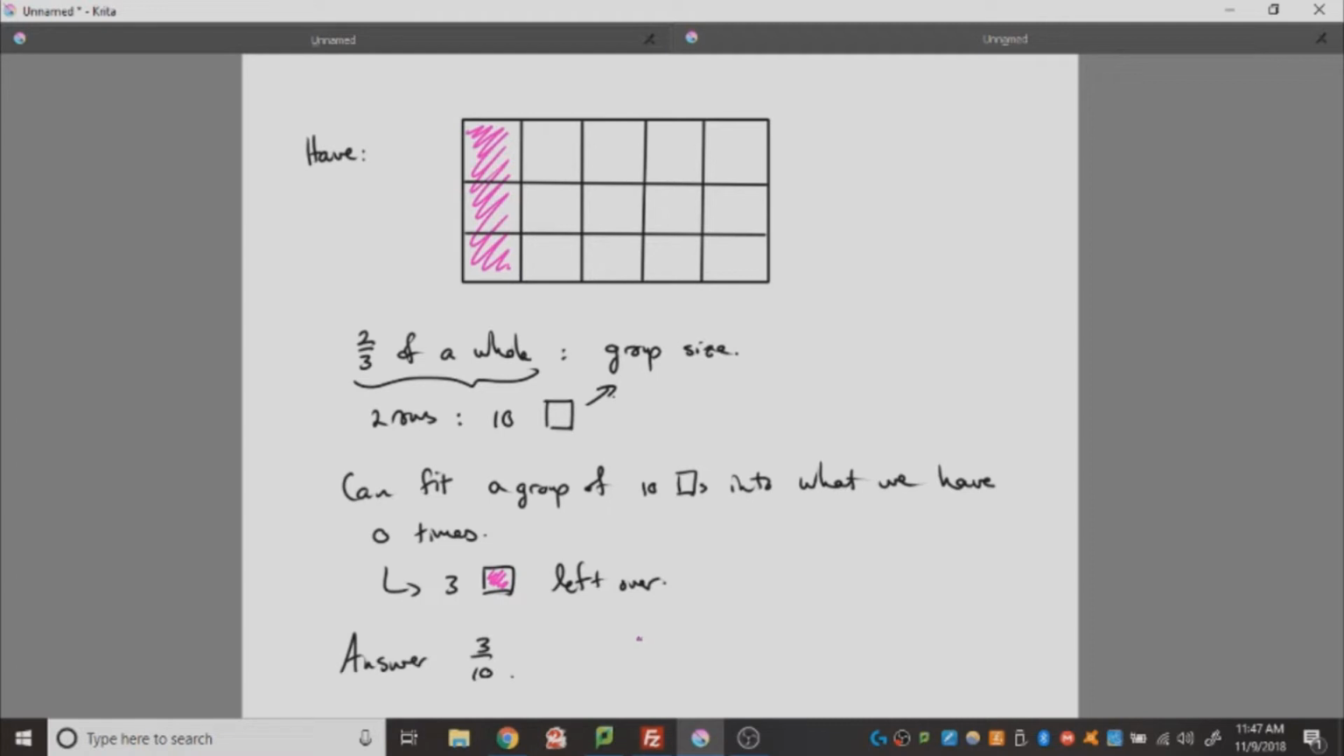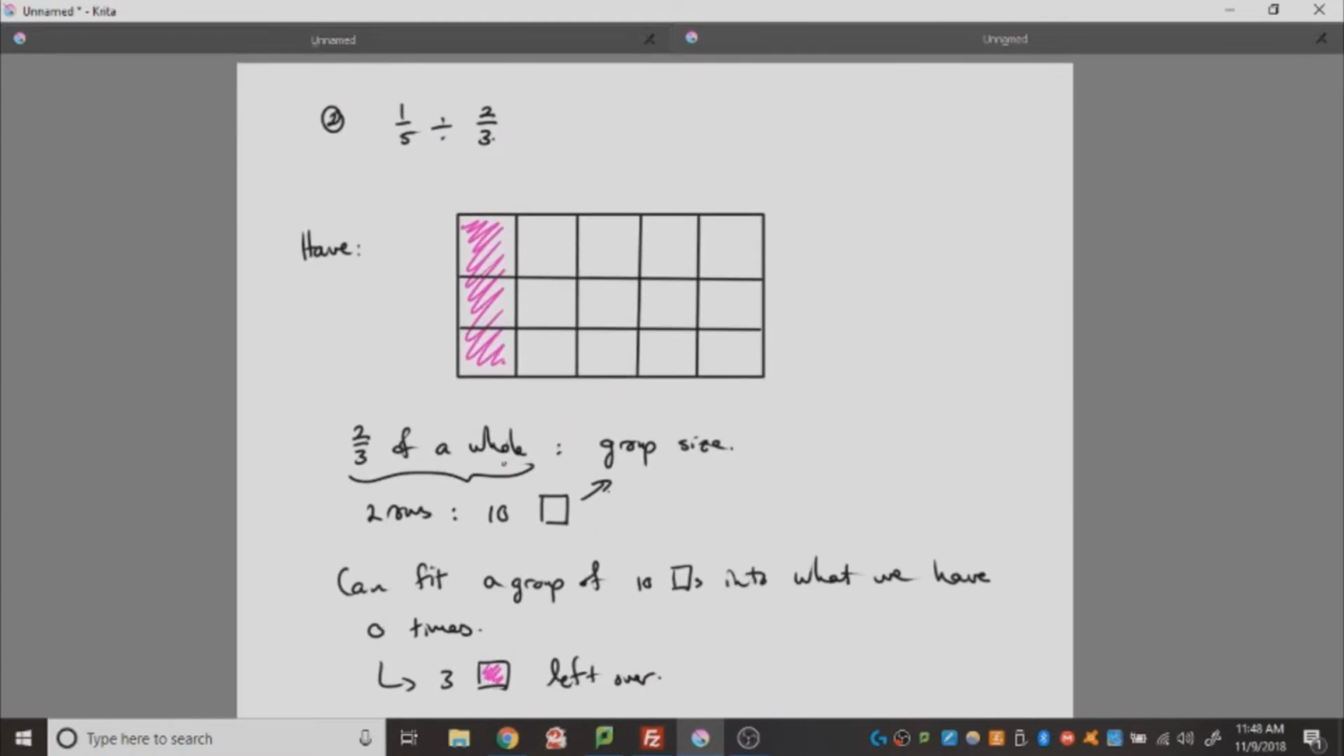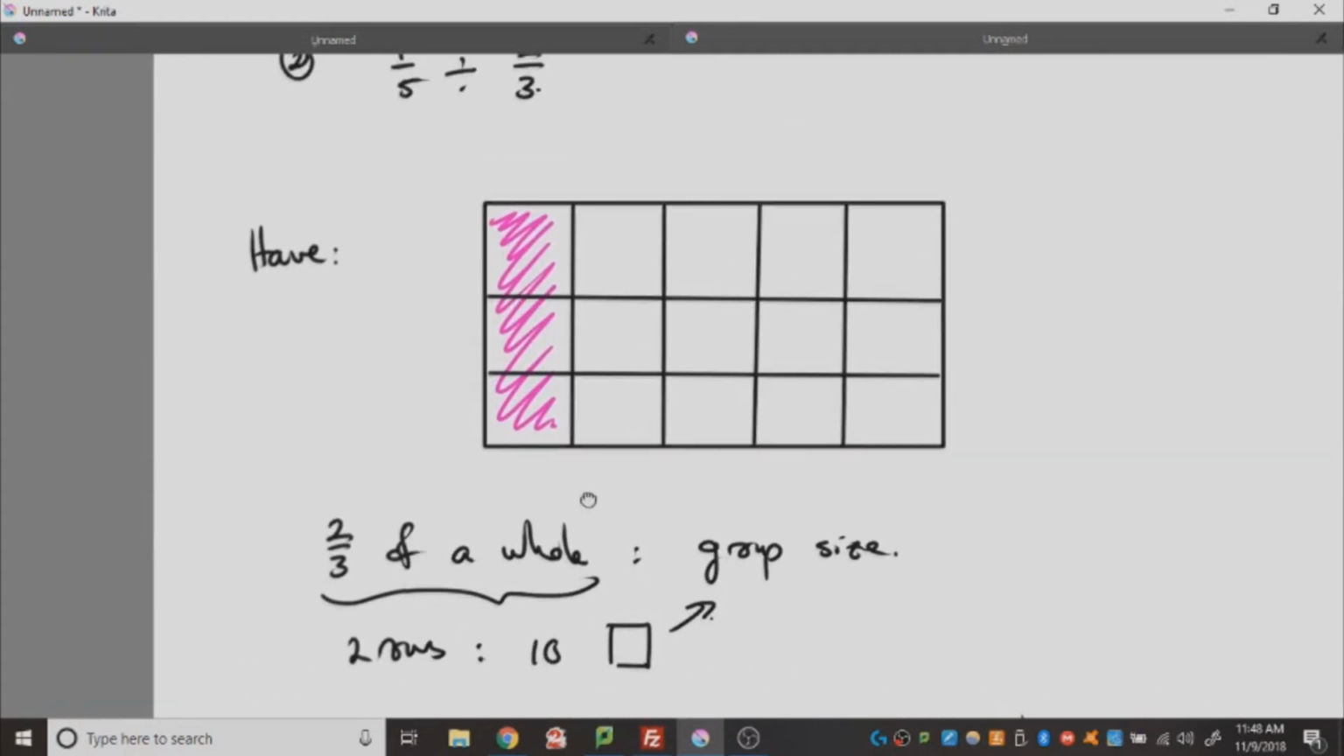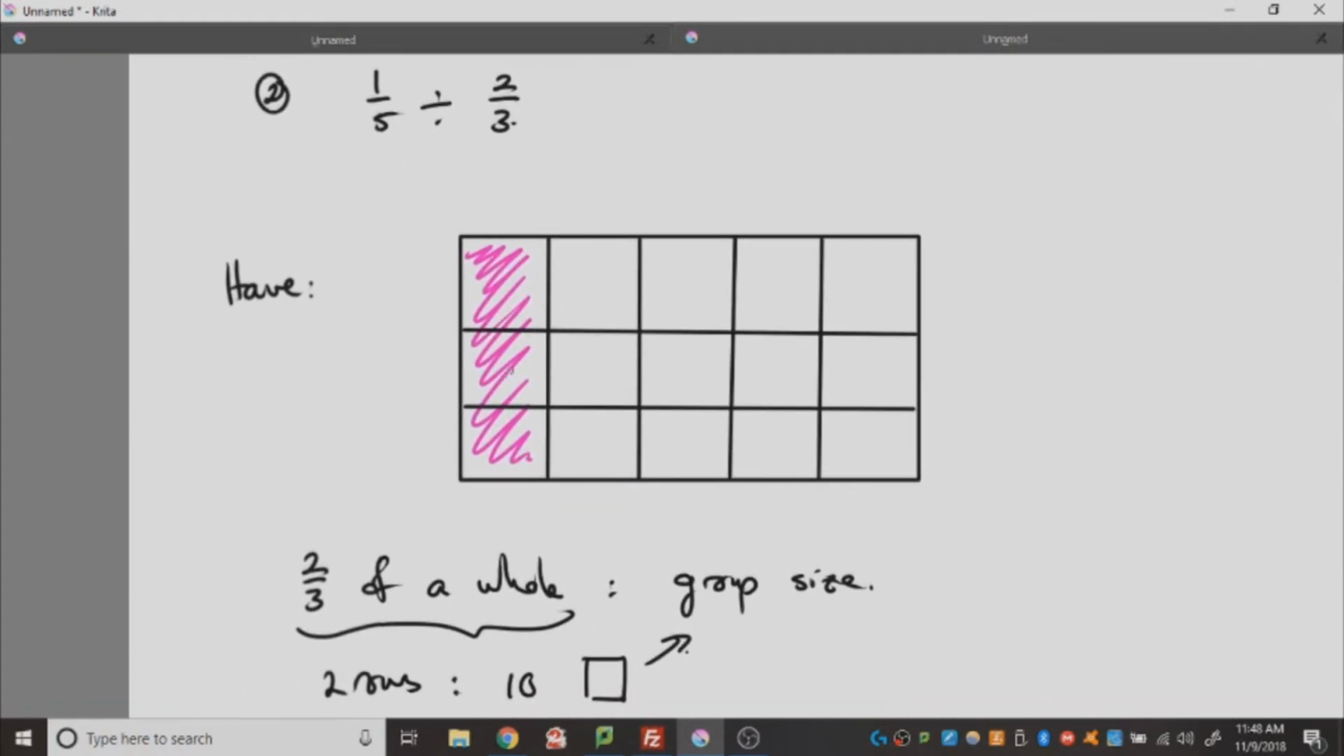How I get to 10? Yeah, sorry. So the 2/3 of a whole rectangle is what my group size really is. But how does that relate to the actual rectangle that I have? Well, I'm splitting it up into thirds, into 3 rows. 2/3 means take 2 of the 3 rows. And each row consists of 5, so 10 squares make up the group. No, the thirds would be rows. Yes. It's a mix of the two to get the little squares.